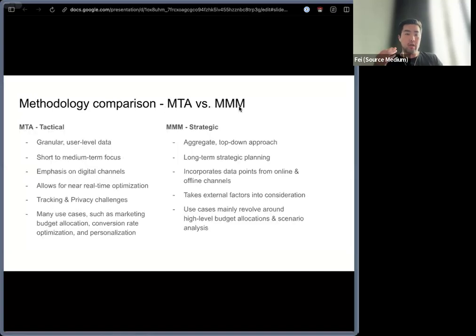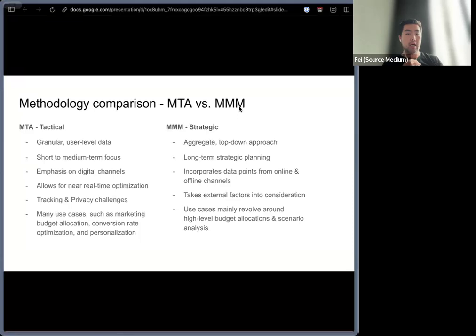So, a quick comparison on the methodology itself. The best way that I understand it, and of course, I'm not claiming to be an expert, this is just my best effort at understanding this and presenting this to everyone. MTA is a lot more tactical. It's a lot more ground up, while MMM is a lot more strategic and a lot more top down.